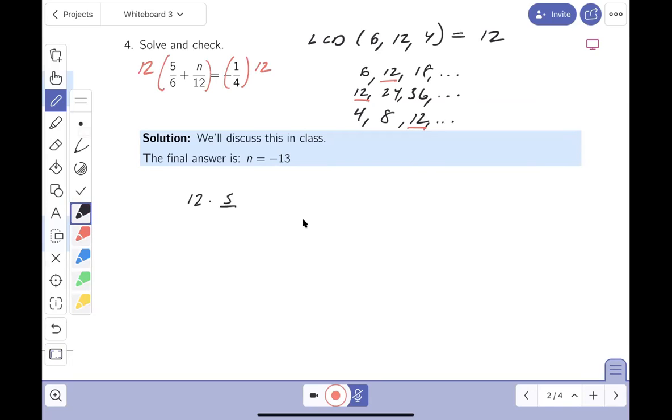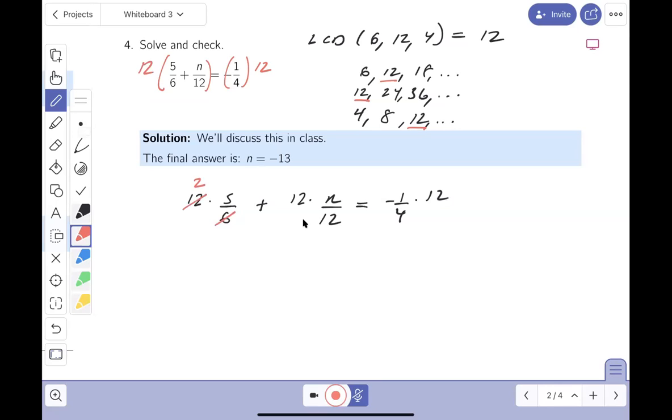12 times 5/6. This is the distributive property of multiplication. 12 times n over 12 equals minus 1/4 times 12. Let's go through it one step at a time. 6 goes into 6 once. It goes into 12 2 times.